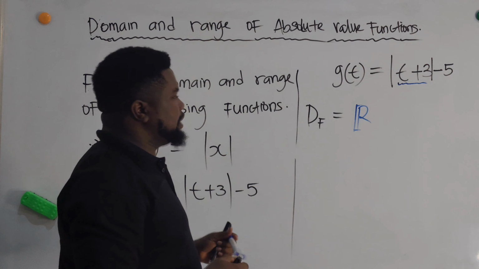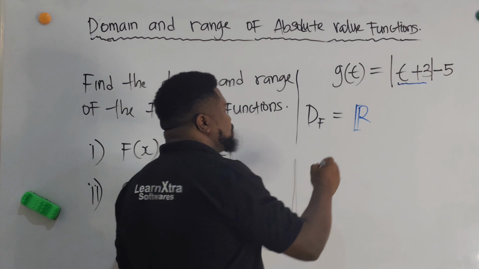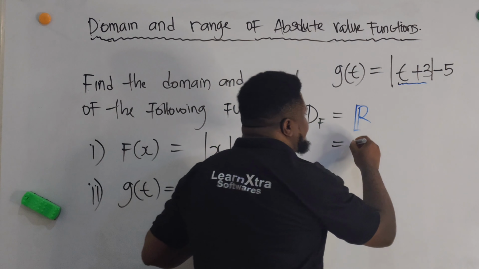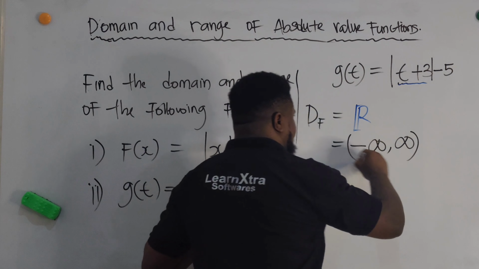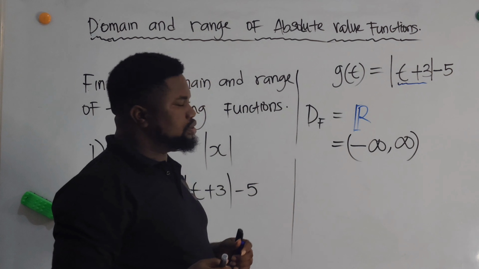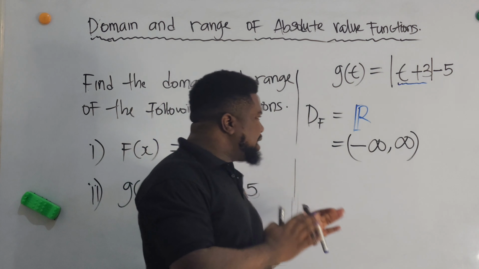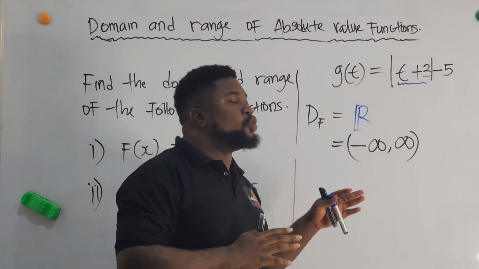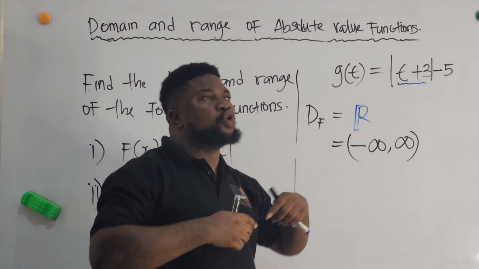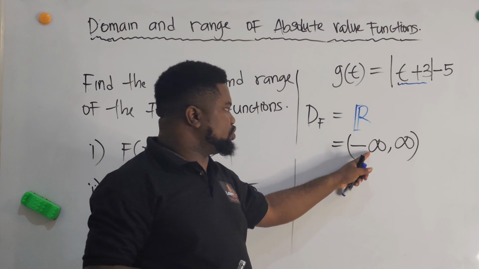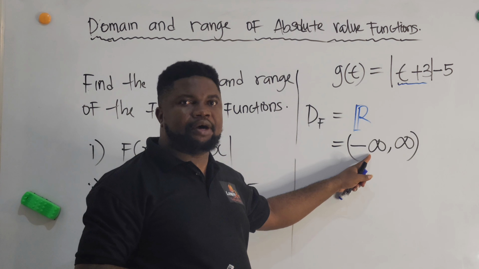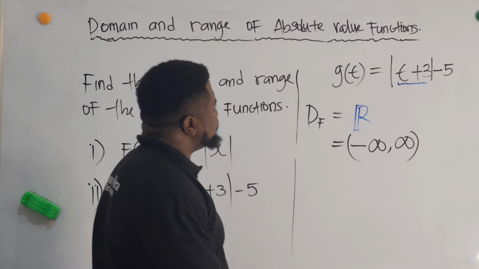And I am saying that you should know that all real numbers can be written with minus infinity down to infinity in interval notation. This stands for all the numbers in this life. 1 billion, 2 million, minus 2,000, they're all inside here. This is all real numbers in interval notation.